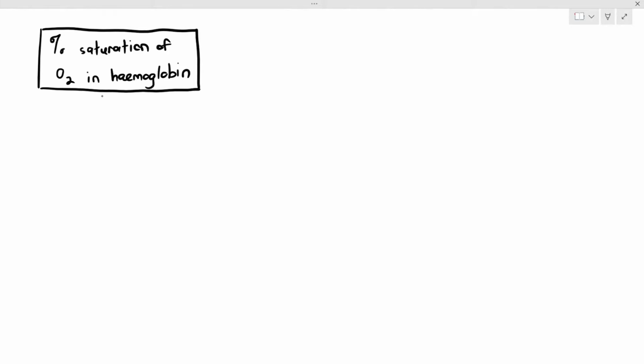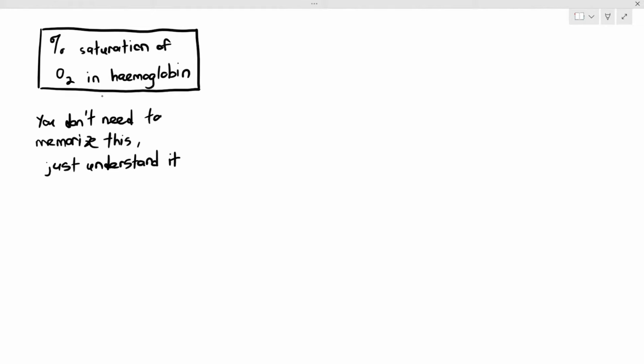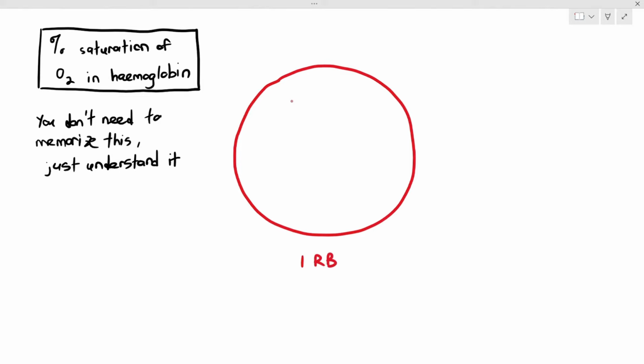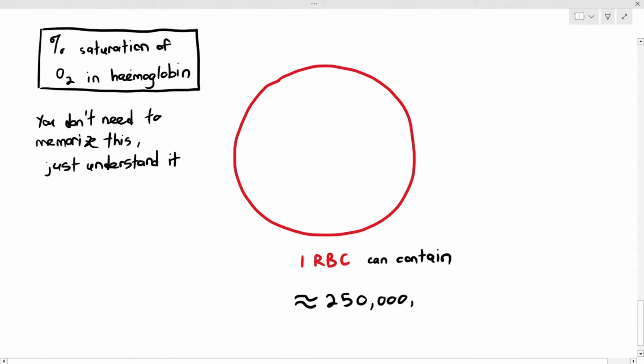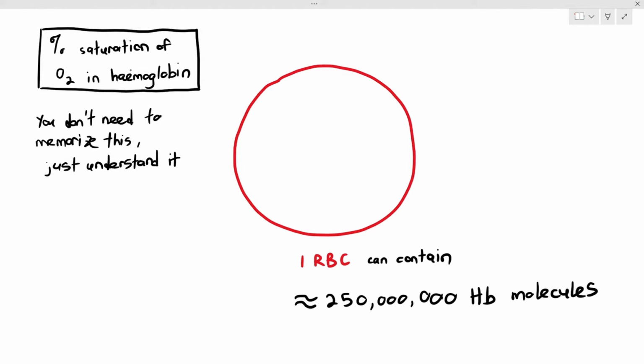Now comes the other concept, which is the percentage saturation of oxygen in hemoglobin. This is a bit of a confusing one. To understand this, you don't need to memorize it. I don't need you to memorize this part of the explanation, I just need you to understand it. One red blood cell can contain at least about 250 million hemoglobin molecules. You don't have to memorize that, I just want you to know that.